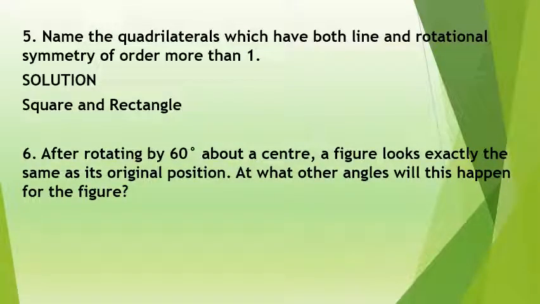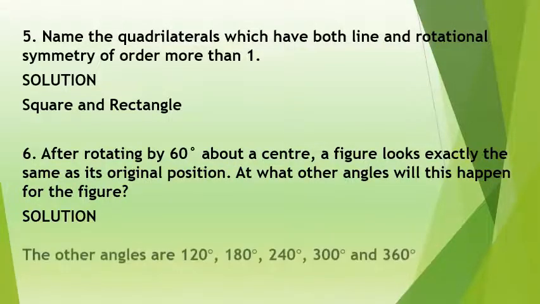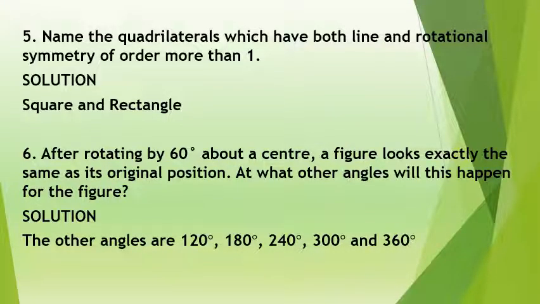Next question. After rotating by 60 degrees about a center, a figure looks exactly the same as its original position. At what other angles will this happen for the figure? Yes, it is simple only. The multiples of 60 also make the figure look exactly the same. So the other angles at which the figure looks exactly the same as its original position are 120 degrees, 180 degrees, 240 degrees, 300 degrees and 360 degrees.